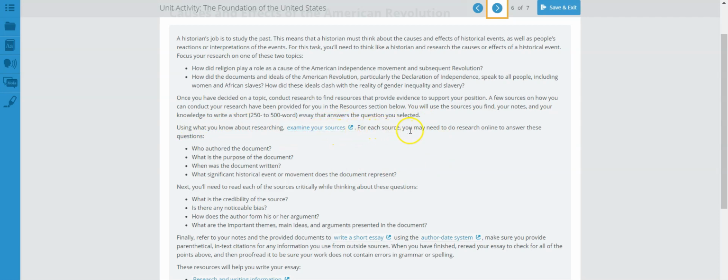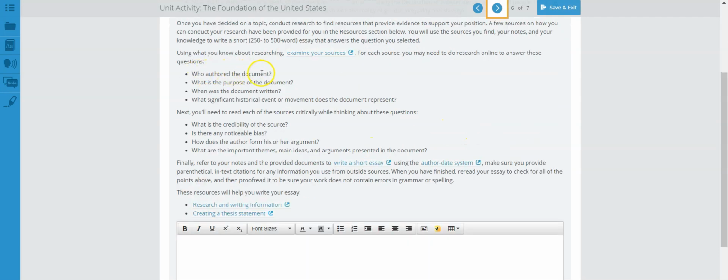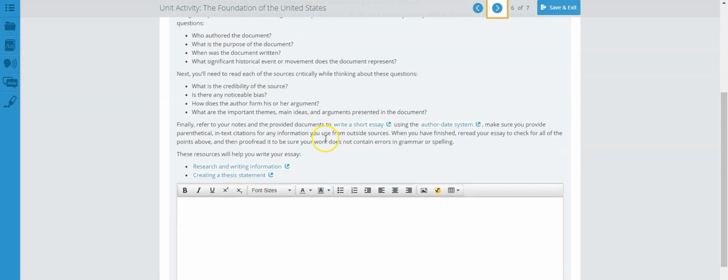For each source, you may need to do research online to answer these questions. Who authored the document? What is the purpose of the document? When was the document written? What significant historical event or movement does the document represent? Next, you'll need to read each of the sources critically while thinking about these questions. What is the credibility of the source? Is there any noticeable bias? How does the author form his or her argument? What are the important themes, main ideas, and arguments presented in this document?